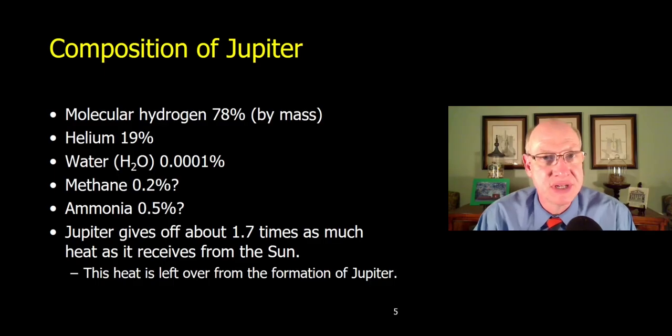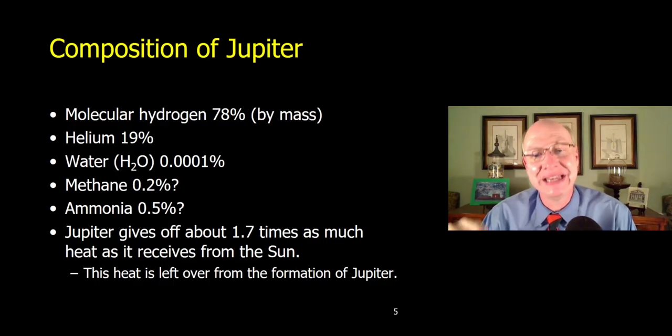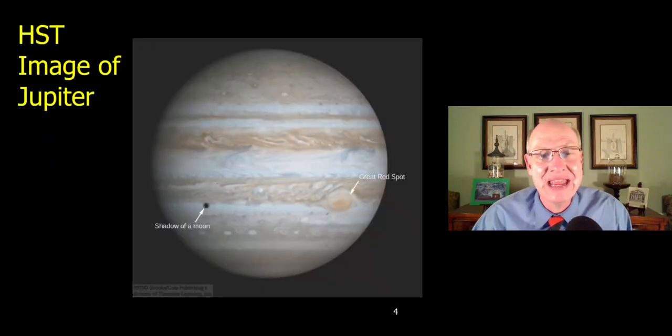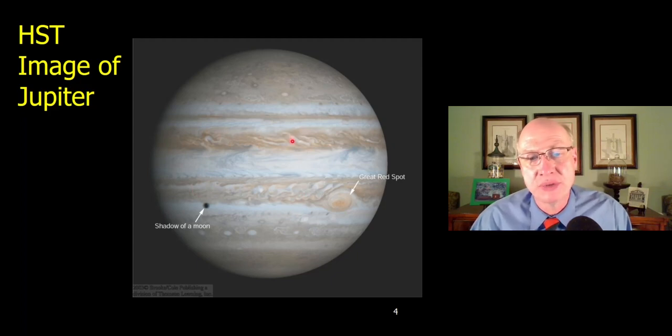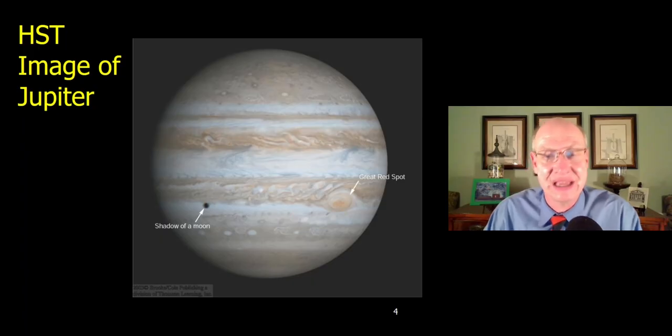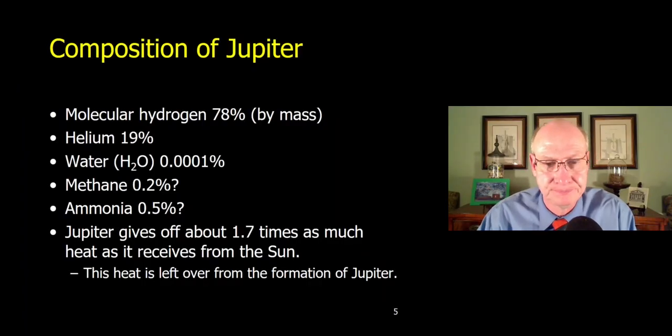And Jupiter is interesting in that it gives off more heat than it gets from the Sun, 1.7 times as much heat as it gets from the Sun. And this internal heat inside Jupiter is heat that is left over from when Jupiter formed. It is that heat and also the rapid rotation of Jupiter that drives a lot of the details that we see in the cloud bands of the planet.